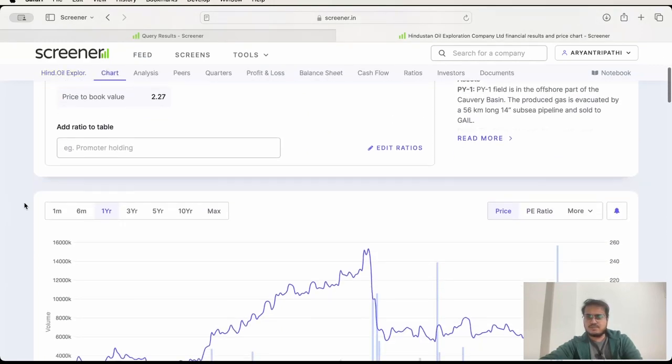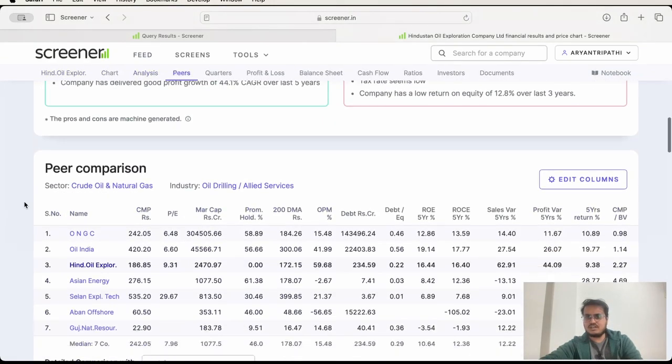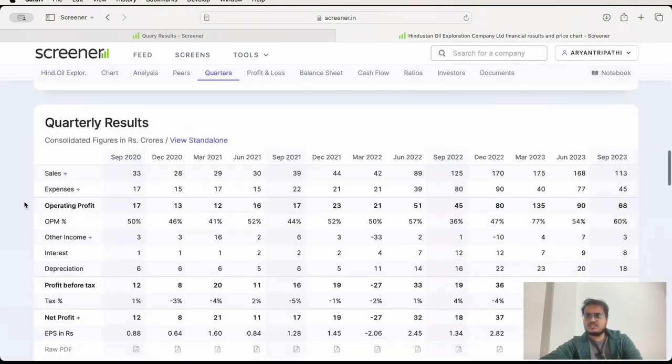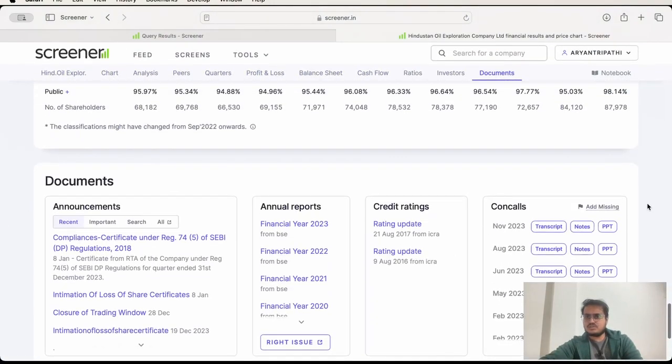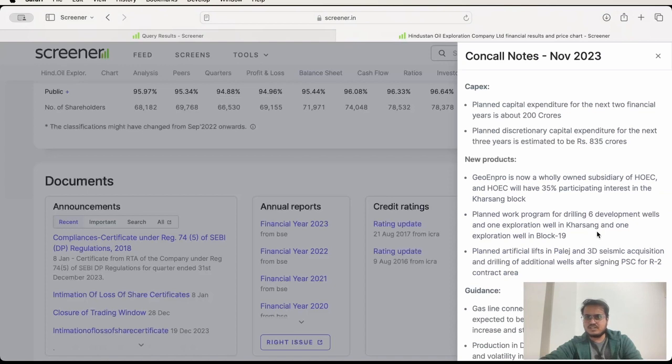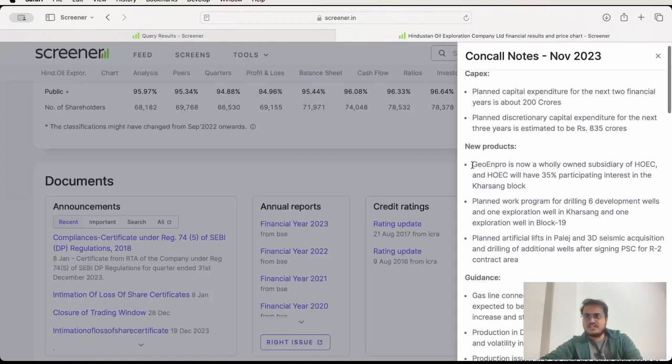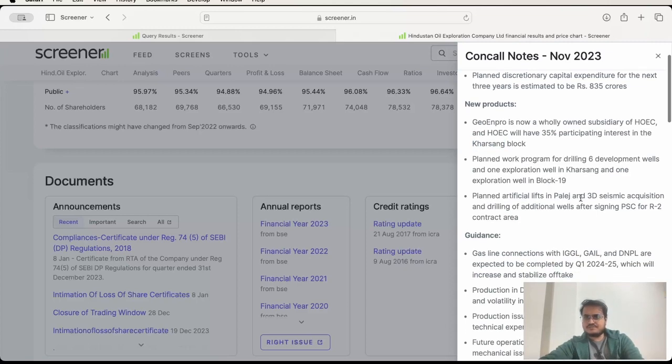So for example, maybe the video will get longer if I do this. So let's see if I can open the notes and do this. I cannot open the con call letter and do that. For example, they are doing Geo and Pro is now a wholly owned subsidiary of HOEC, and HOEC will have 35% participating interest in the Kharsang block. So Kharsang is a place close to my place. You can search on the internet. It's a place in Arunachal Pradesh. My hometown is on the border of Arunachal Pradesh and Assam. So this is one.